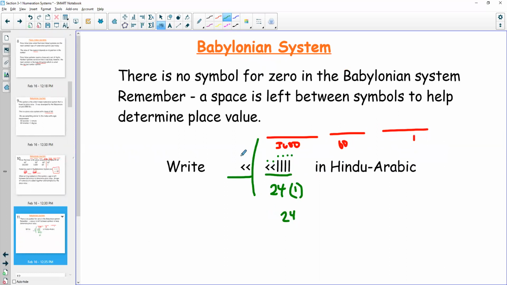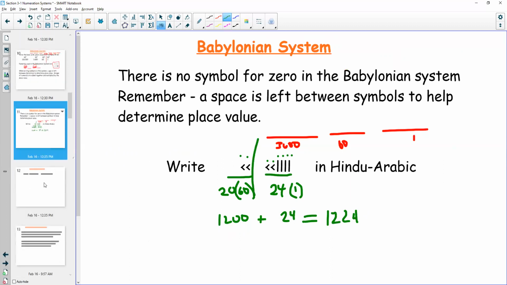In this spot, I have 10, 20. I have to do that value times the value of the place, which is 60. 20 times 60 is 1,200. Now I add those two together, and this Babylonian numeral is worth 1,224 in our Hindu Arabic numbers. Weird, right? It's okay, we'll do it again.